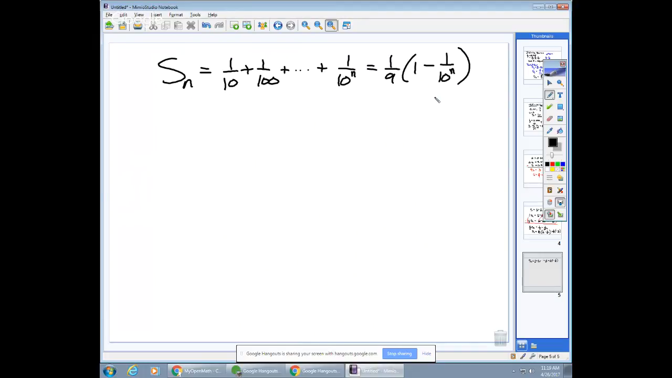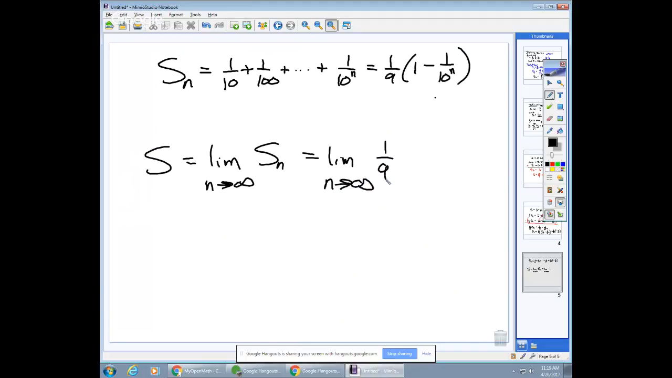Cool thing about my shortcut is I can now consider the limit as n goes to infinity of these partial sums, which is what S is, right? Where are these sums headed? So then I have the limit as n increases of 1/9 times 1 minus 1 over 10 to the n. And I can pull the limit into this if the limit of each piece exists. Well, there's no n's here, there's no n's there. So as long as that limit exists, I can pull that limit through.